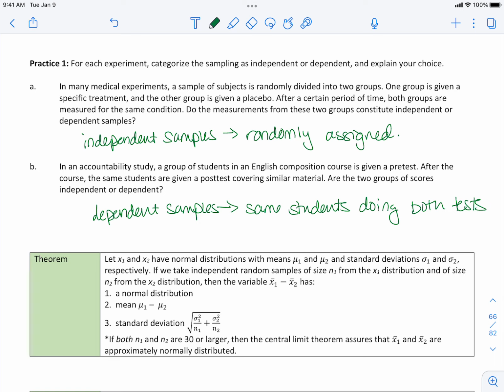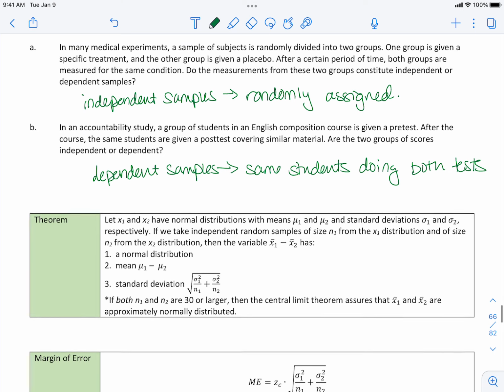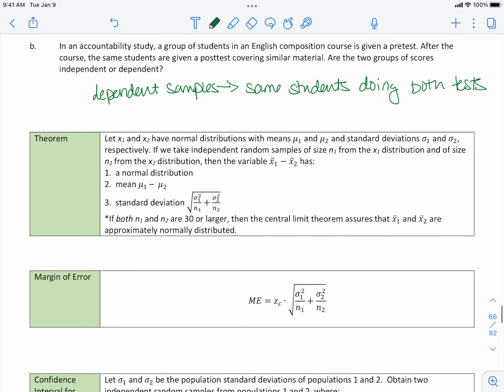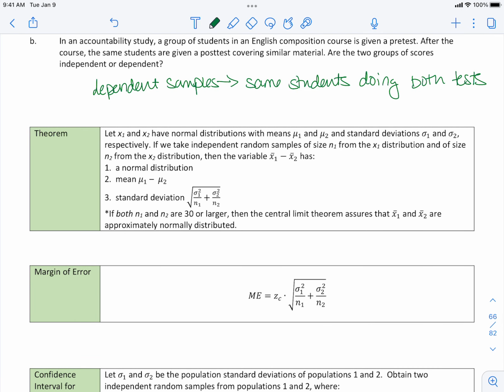All right, so you have a theorem here. It says that x1 and x2 have normal distributions with means mu1 and mu2 and standard deviations sigma 1 and sigma 2 respectively. If we take independent random samples of size n1 from the x1 distribution and of size n2 from the x2 distribution, then the variable x1 bar minus x2 bar has a normal distribution, mean mu1 minus mu2, standard deviation the square root of sigma 1 squared divided by n1 plus sigma 2 squared divided by n2. If both n1 and n2 are 30 or larger, then the central limit theorem assures that x1 bar and x2 bar are approximately normally distributed.